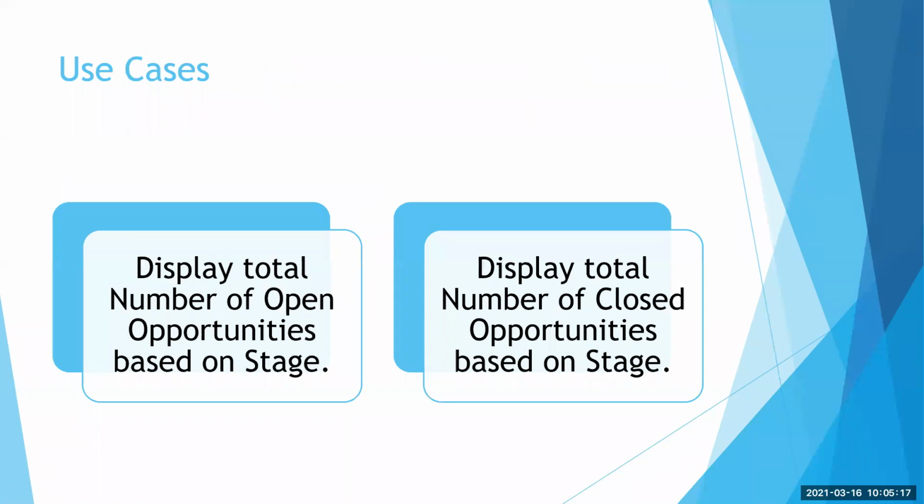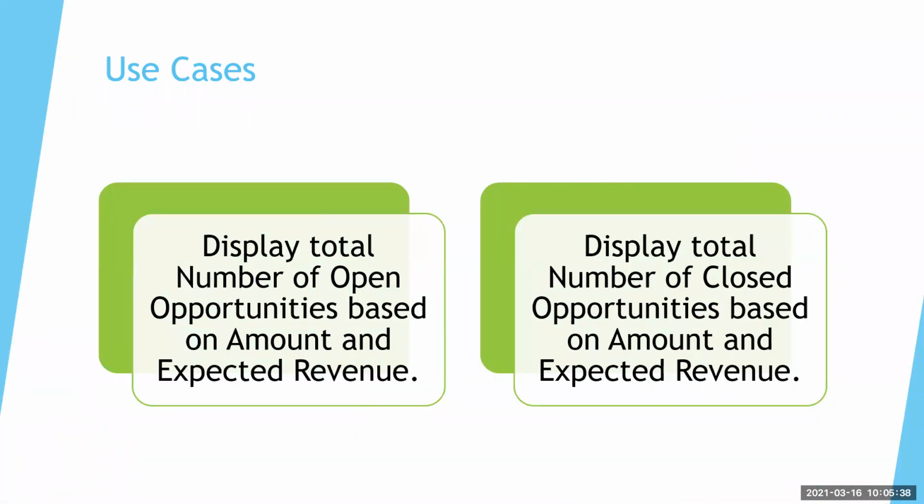So today I'll be taking up 4 use cases. First one is to display total number of opportunities. That is one chart to describe open opportunities based on the stage. Second one is total number of closed opportunities based on stage. The next few use cases are, I'll display the number of opportunities that are open and closed based on amount and expected revenue with respect to stage name.